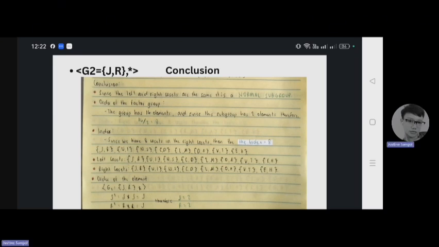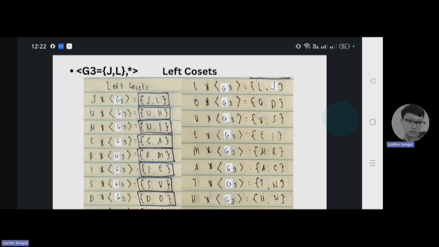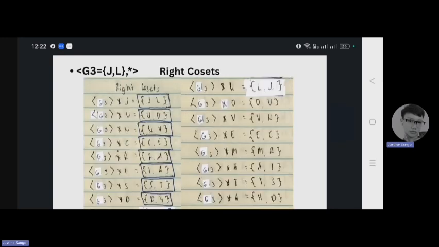So the order of an element, so subgroup G2 is equal to element J, R under operation star. So the order of element J is 2 and R is equal to 2 also. So the next is subgroup G3 is equal to element J, L under operation star. So just like the subgroup G2, we will find the left cosets and the right cosets. So here is the left coset and the right coset.